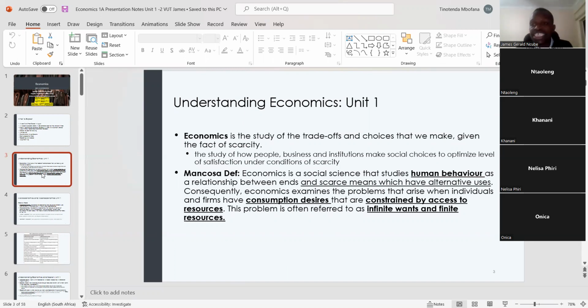Hence, economics is the study of choice. How do we make choices on what to produce, how to produce, and for whom to produce, which are the 3 economic questions that we have discussed.